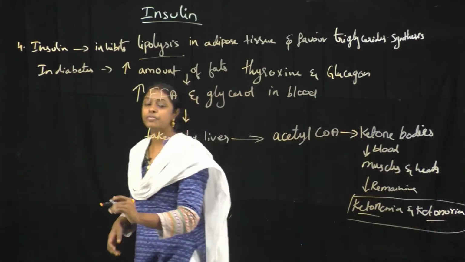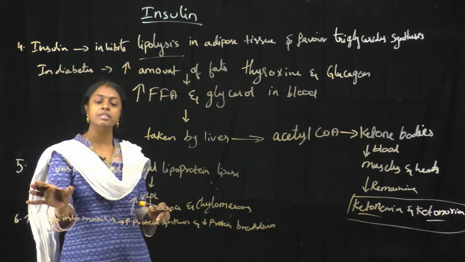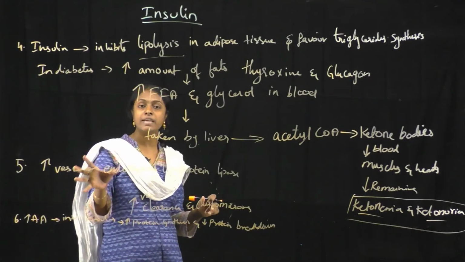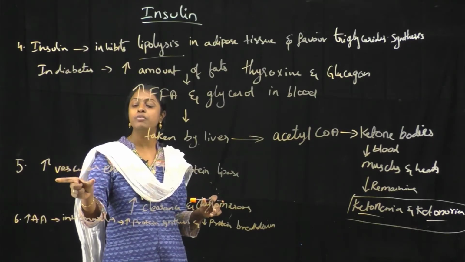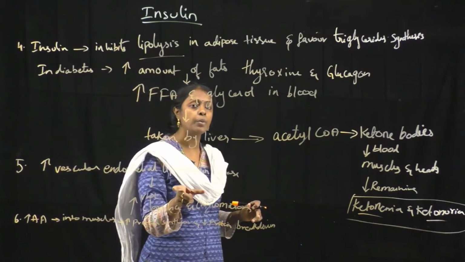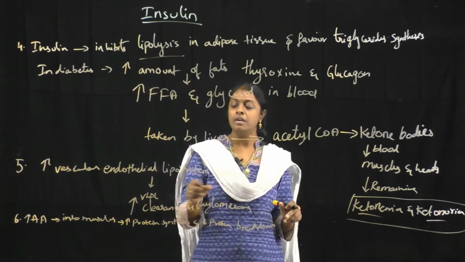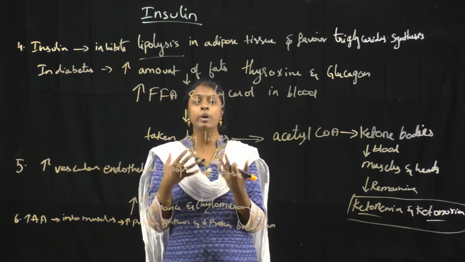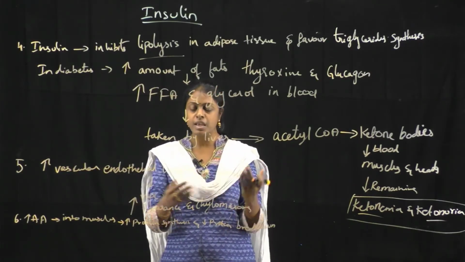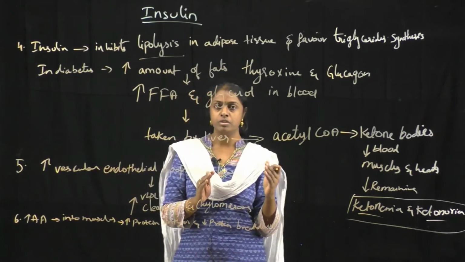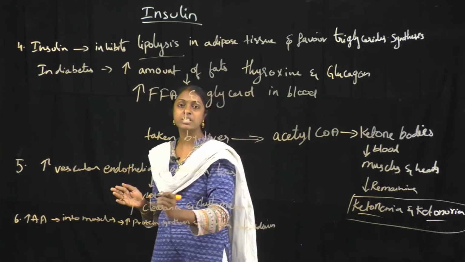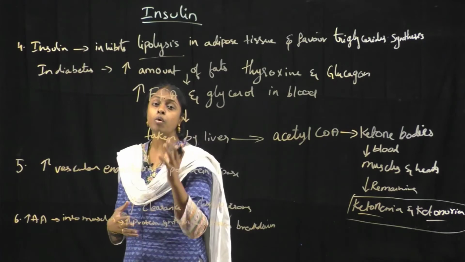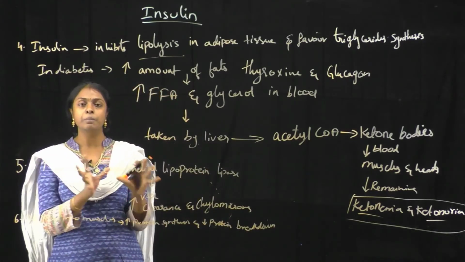So let's see the fifth point. The fifth point is that insulin will increase the transcription of vascular endothelial lipoprotein lipase. So when it is increasing that, it will enhance the VLDL and chylomicron clearance. So what is the function of these chylomicrons? They will carry all the fats to different parts of our body.